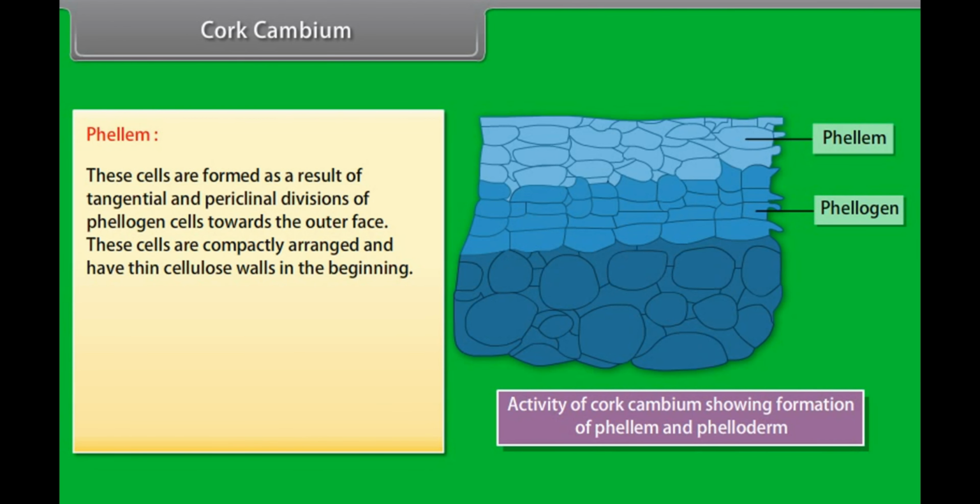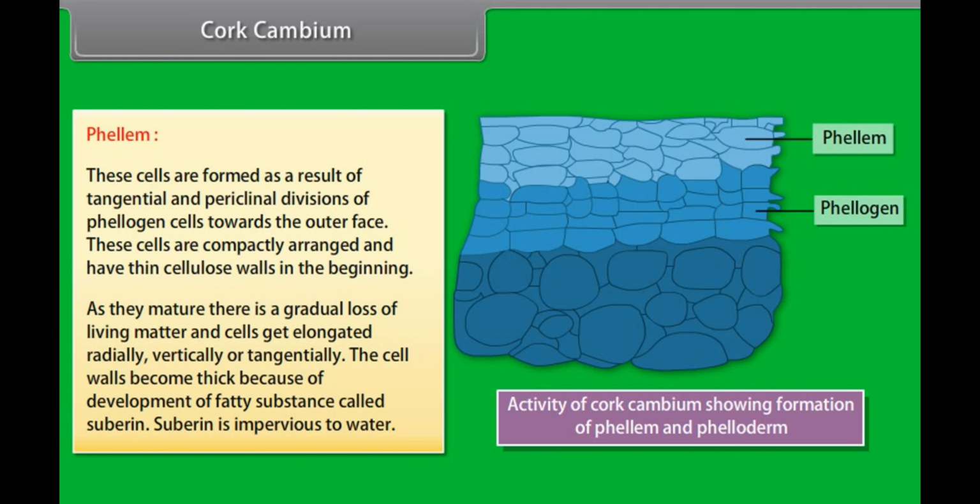Phellem. These cells are formed as a result of tangential and periclinal divisions of phellogen cells towards the outer face. These cells are compactly arranged and have thin cellulose walls in the beginning. As they mature, there is a gradual loss of living matter and cells get elongated radially, vertically or tangentially. The cell walls become thick because of development of a fatty substance called suberin. Suberin is impervious to water.